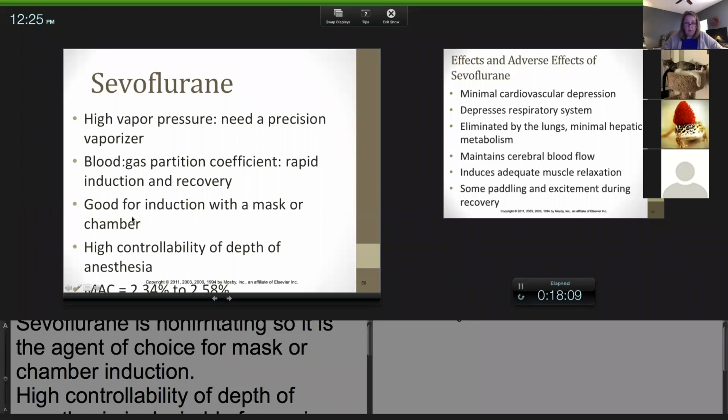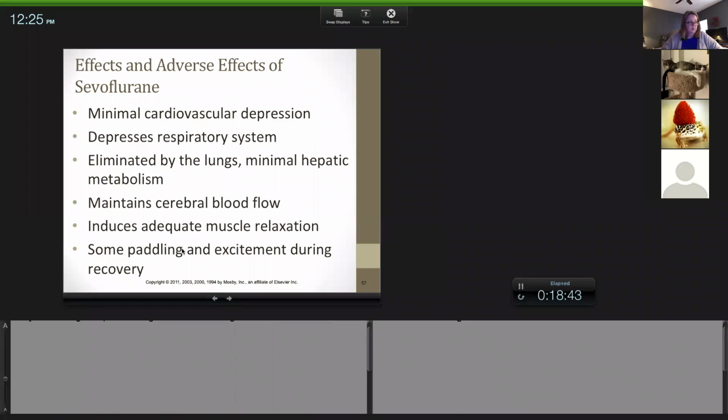It would be great for mask or chamber induction. That's what I would choose because, again, it sucks to mask patients and box them down. I hate it. So I want to use the fastest drug I have to get that accomplished as quick as possible. And this would be my drug of choice. Now, 2.3 to 2.58, again, it has a higher MAC value. So again, it's not as potent as iso or halothane was. But again, that doesn't equal speed.